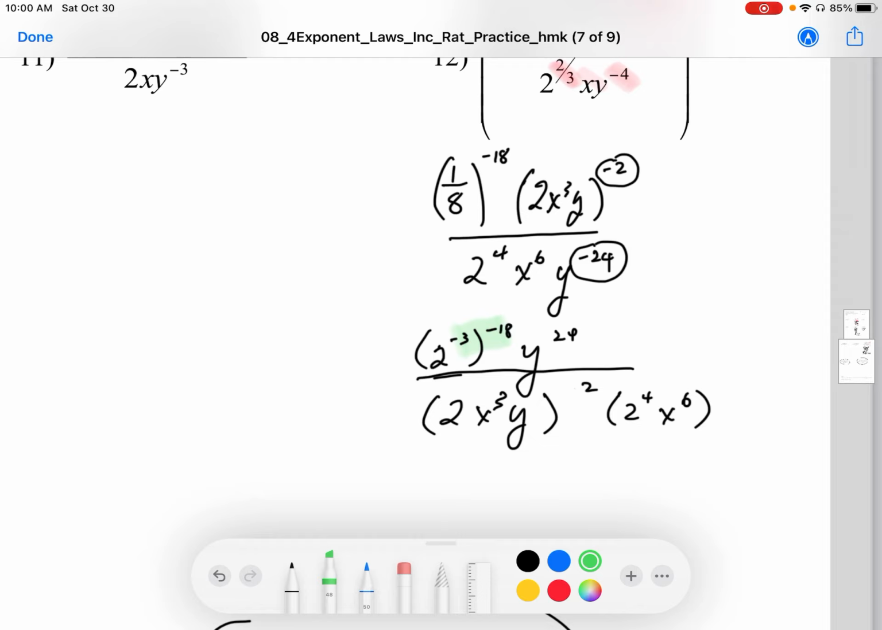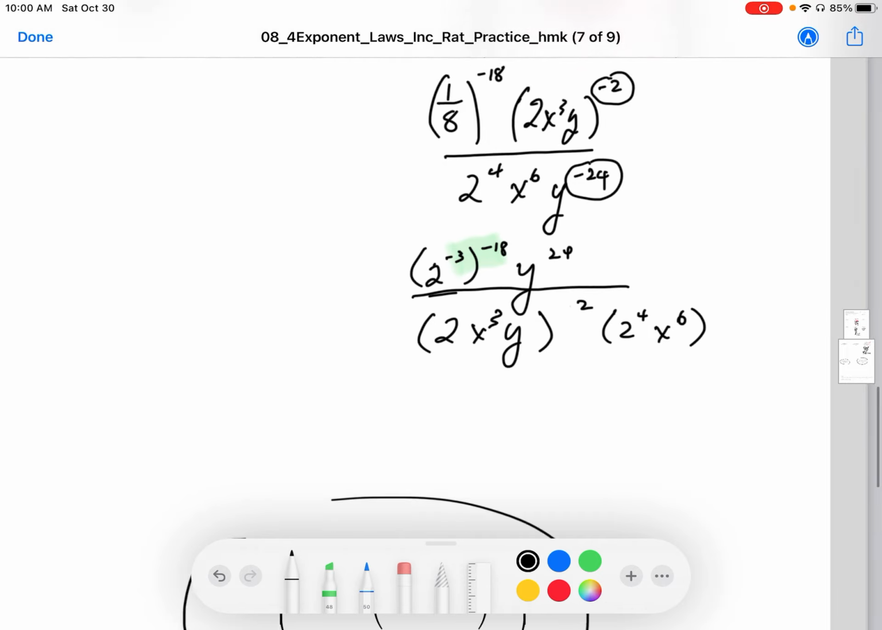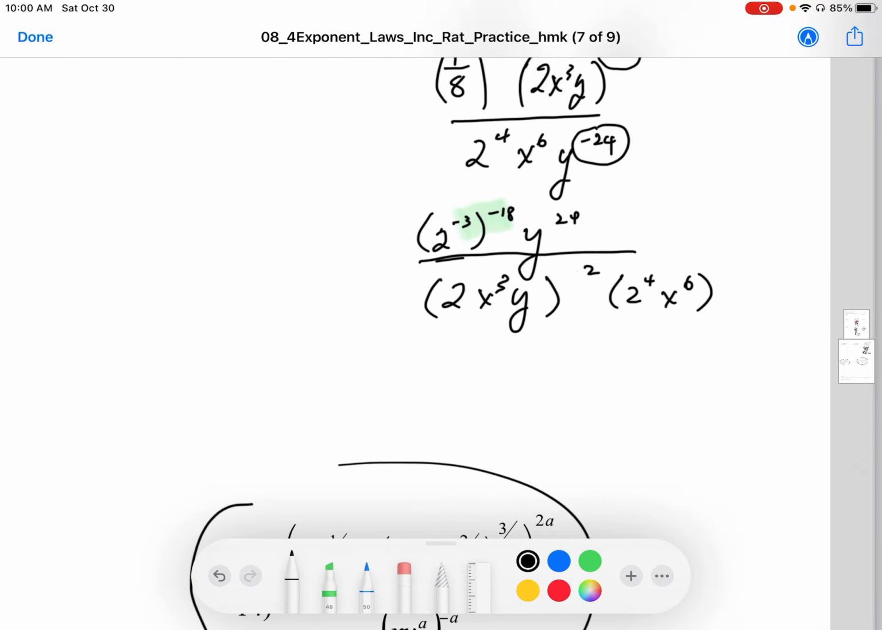This is really a positive, so we're going to apply that, and then I'm going to start grouping my terms together. So I have 2 to the power, this is going to end up being 2 to the power positive 54, y to the power 24. In the denominator, I'm going to end up with 2 to the power 2 to the power 4, so 2 to the power 6, x to the power 6, and I'm just going to group the x's together from the right-hand side there, and y squared.